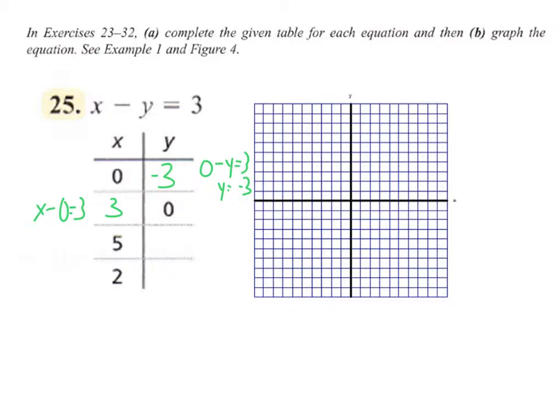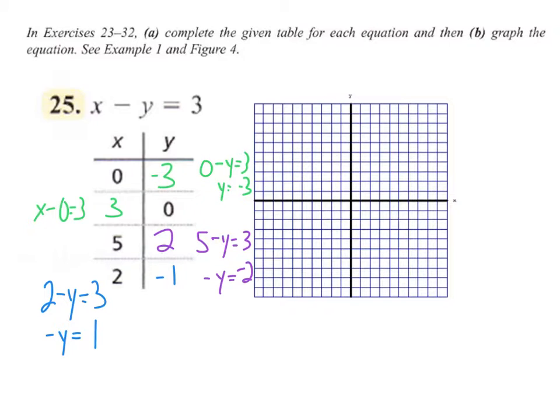If x is 5, we get 5 minus y equals 3. So we would subtract the 5. We get the opposite of y equals a negative 2. So then y would equal a positive 2. And if we look at the last one, x is 2, so 2 minus y equals 3, we could subtract the 2, get negative y equals 1, or the opposite of y is 1, so then y would be a negative 1.